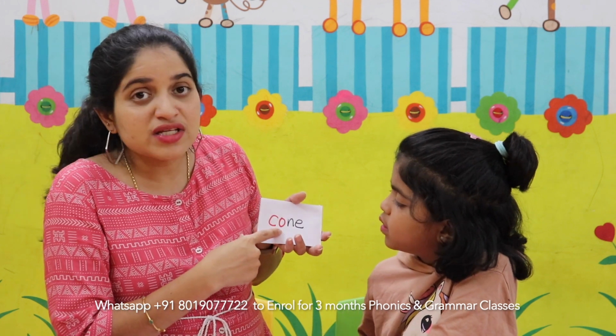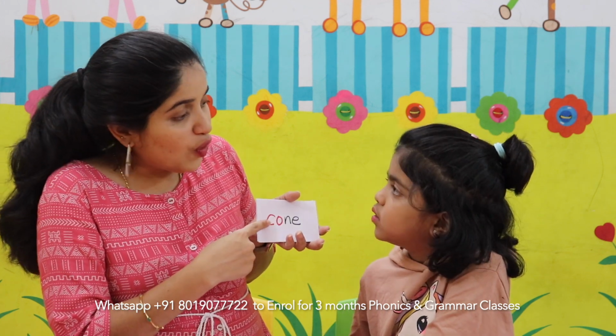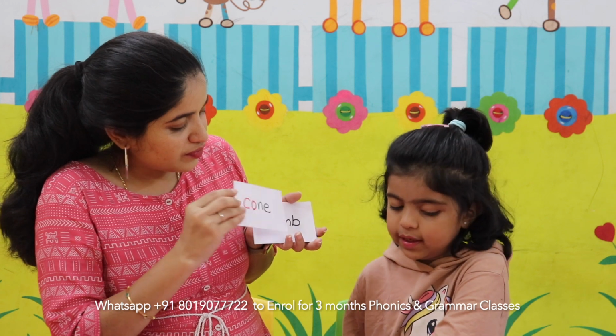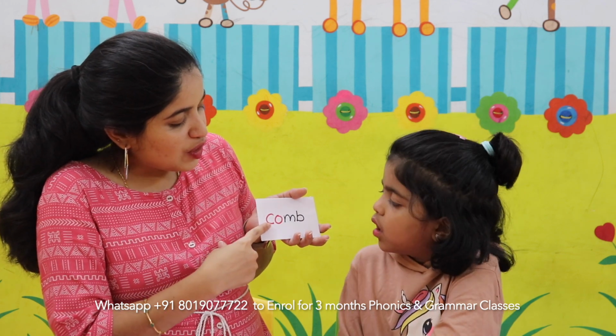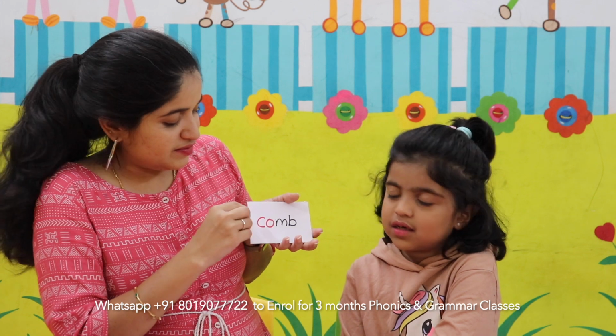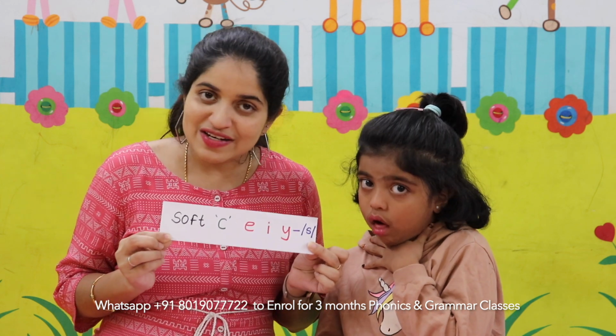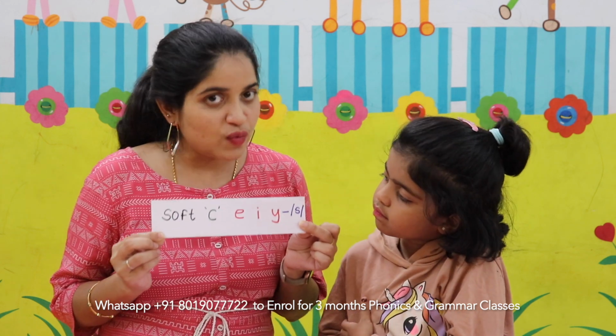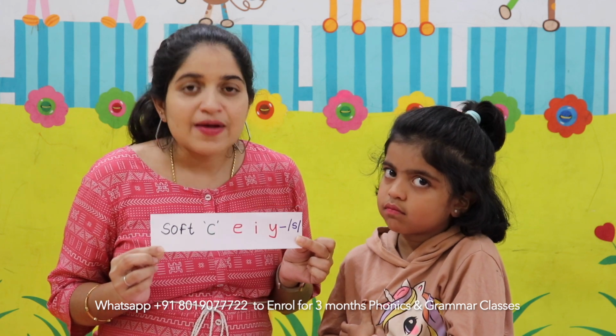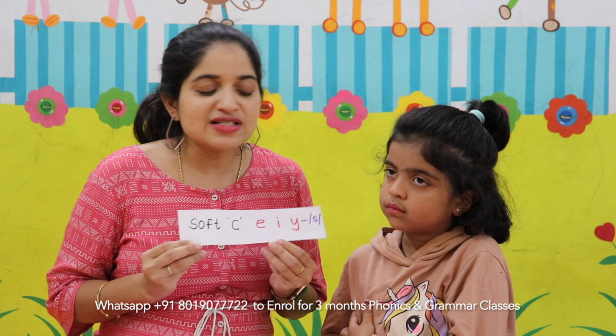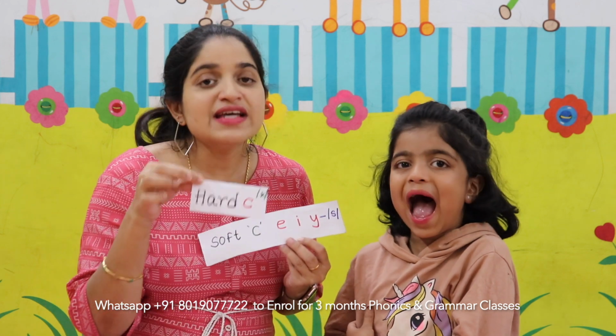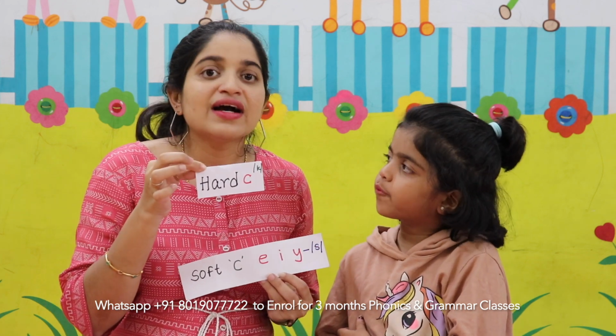And here you have words with vowel O. Cone. Comb. Very good. So remember only one thing. When C is followed by these three letters E, I and Y, it has soft sound S. Remaining all the letters of English alphabet, C has hard sound K.